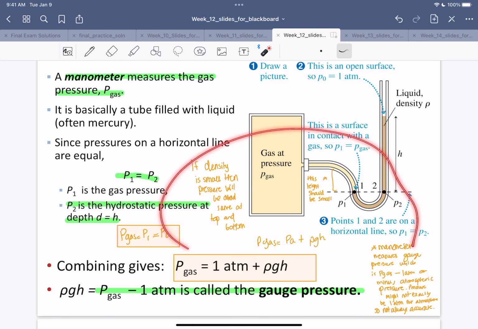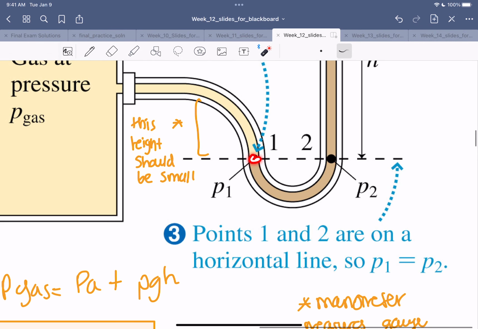I know it looks like there's a lot written on this slide, but once again, this is a reiteration. Whenever you have two liquids that are the same, so here and here you have the same liquid, or the same fluid, whenever they're at the same heights, they should have the same pressures.